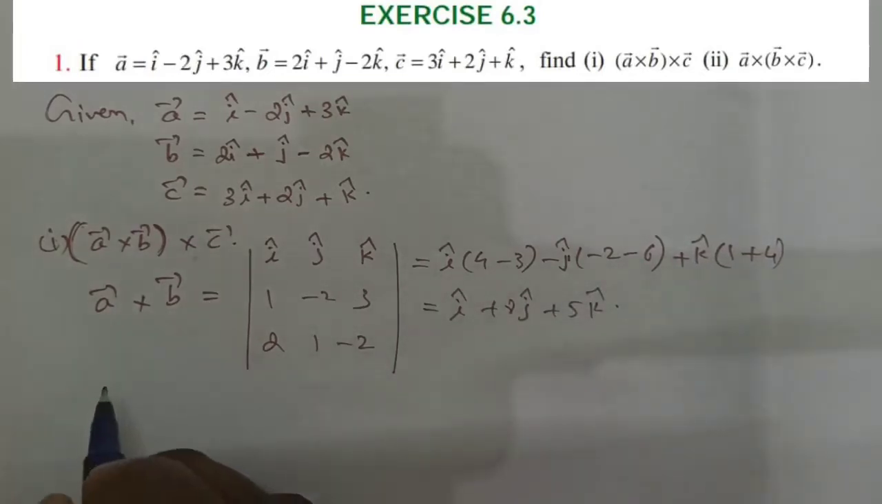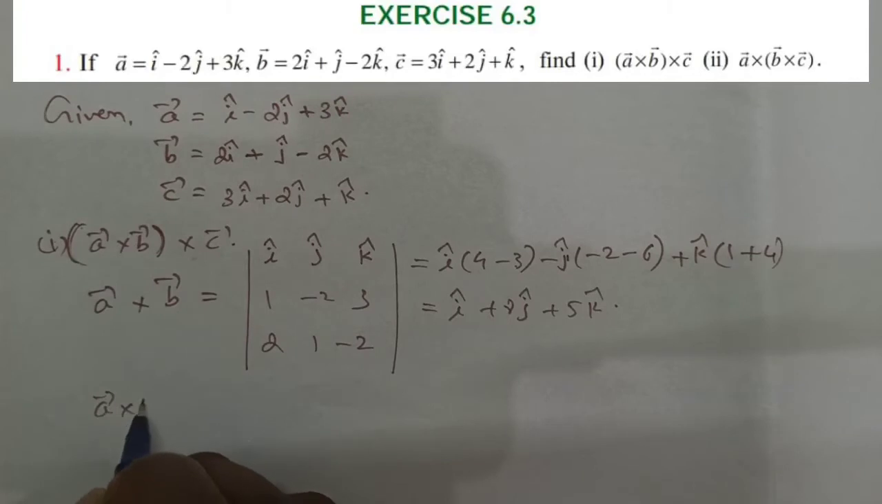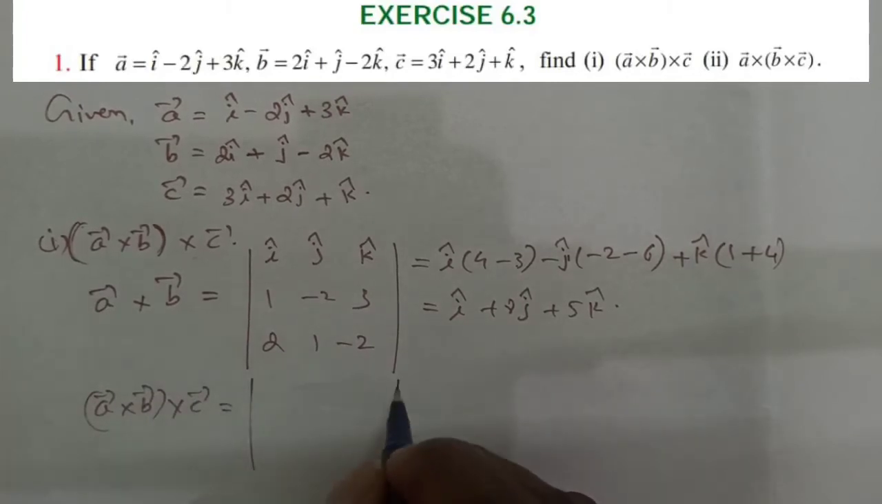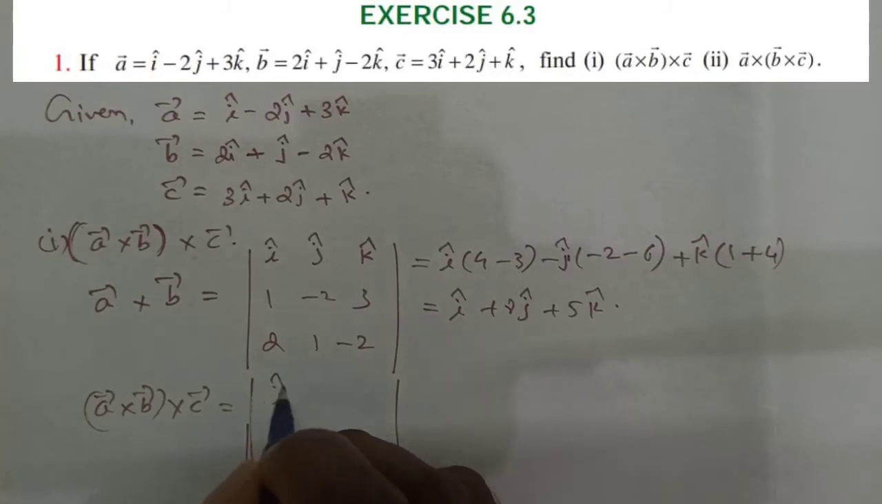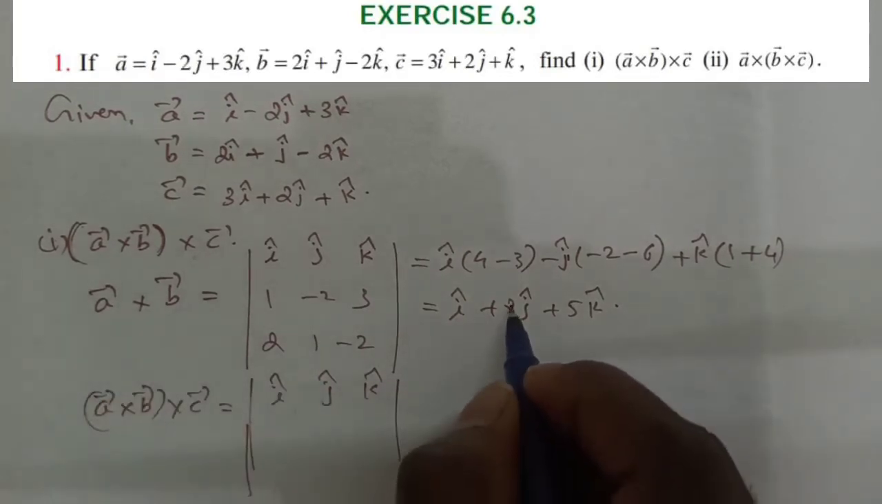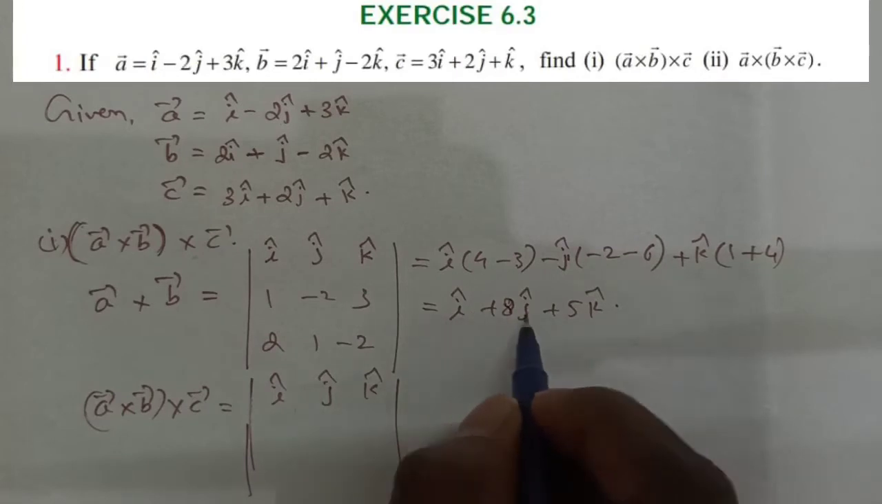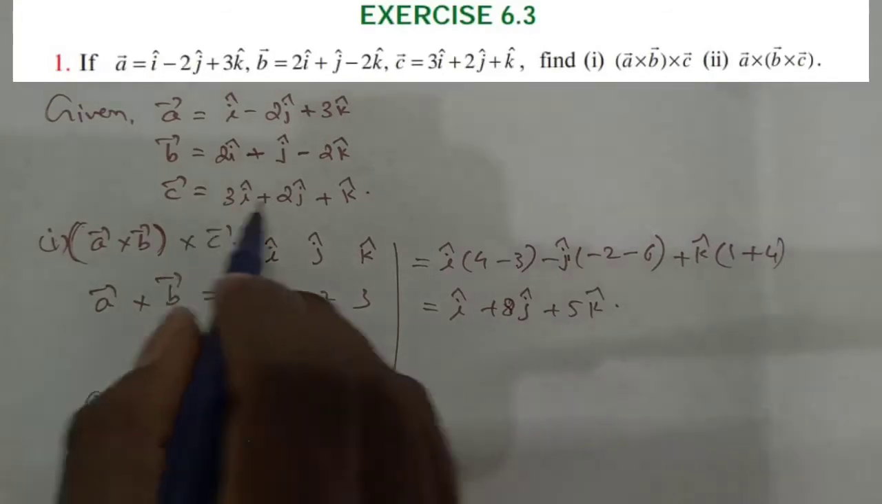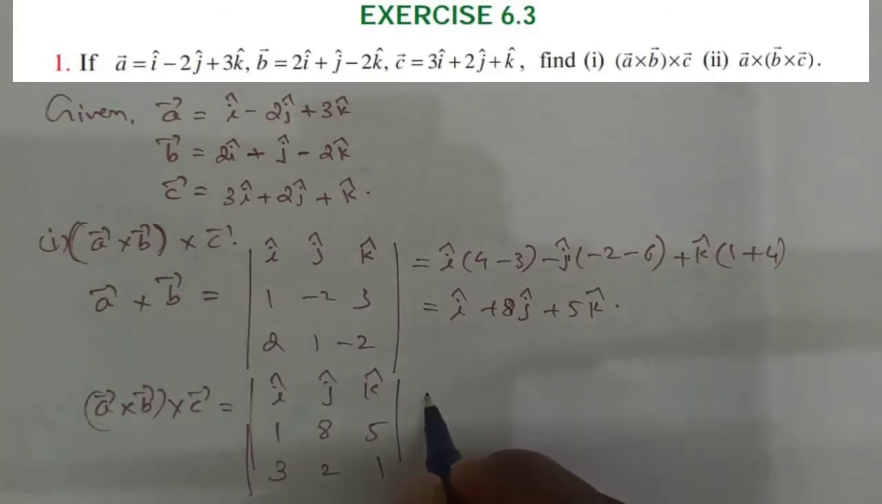Okay, so next a vector cross b vector cross c vector is equal to, here also, the determinant of the first row i cap, j cap, k cap. In the second row, whose elements should we enter? The elements of a cross b. So we have found its components, the coefficients of ijk are 1, 8, 5. So we fill in 1, 8, 5 here. Okay, the values of the c vector, so next, 3, 2, 1. Okay, so let's expand it.